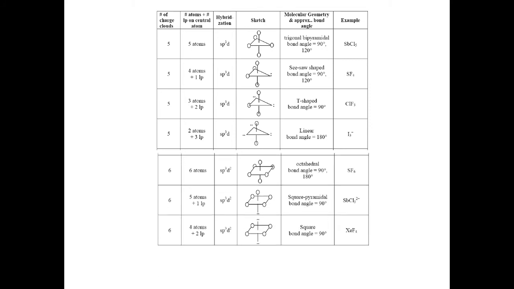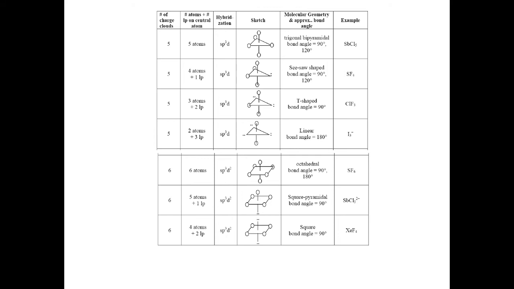So now we are going to Z equals 6, that will be sp3d2. The core structure is octahedral, where all 6 atoms are there.